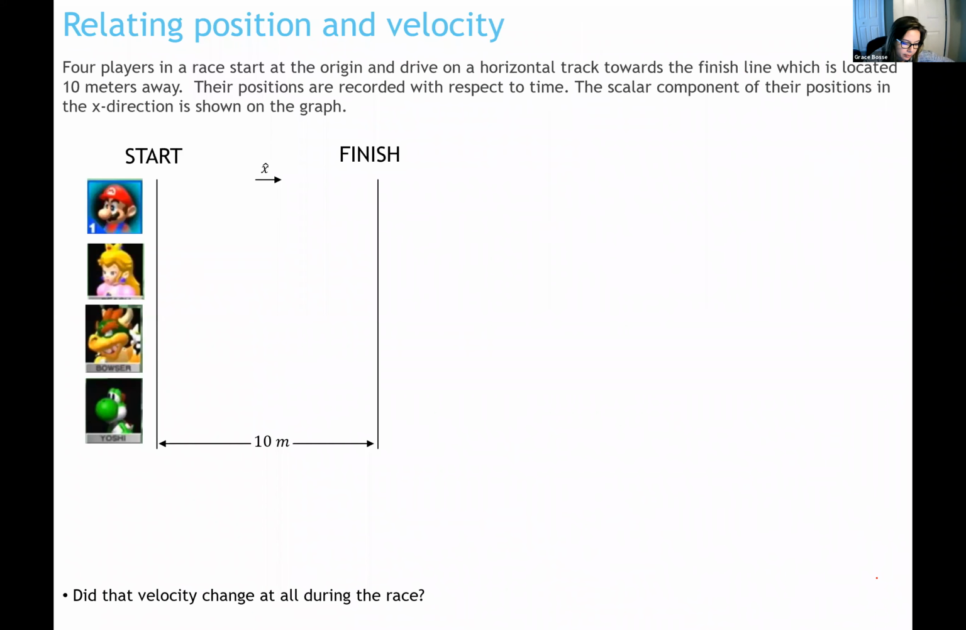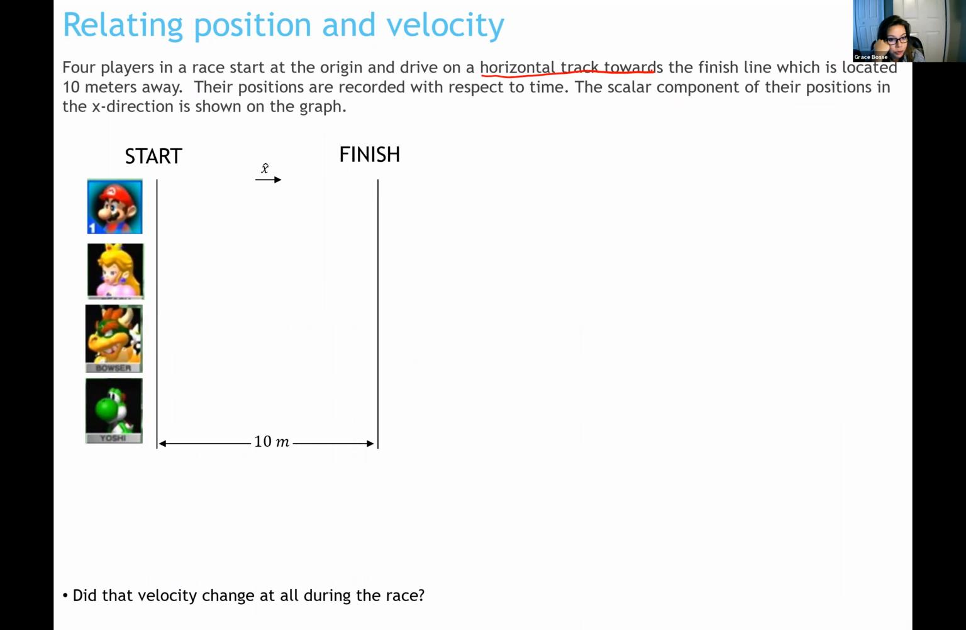All right. Another really important concept that I need you to understand is how to extract information about a velocity vector from a position versus time graph. I'm going to introduce this in a way I think you can relate to. Imagine that you're playing Mario Kart and you're watching a race. You're racing your friends. There are 4 players doing a race. It's a kind of boring race. They're on a horizontal track, 10 meters long. So it's just a straight line.